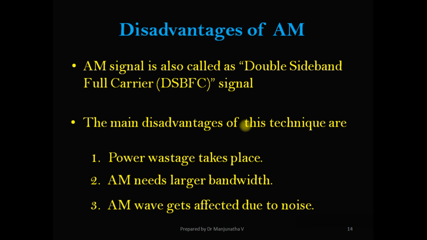The disadvantages of AM. The AM signal is also called a double sideband full carrier signal. The main disadvantages of this technique are that power wastage takes place, AM needs larger bandwidth, and the AM wave gets affected by noise.